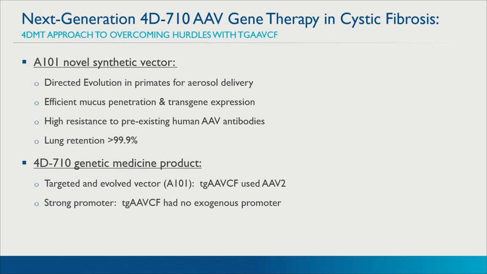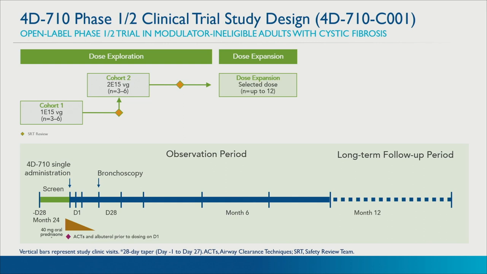So that takes us to the design of the phase 1 to first in human trial. So it's an open label phase 1-2 trial in modulator ineligible adults with CF. If you focus first on the top, it's a dose exploration cohort that was done with 1 × 10^15 vector genomes, with the plan to have a safety review and then move on to the higher dose at 2 × 10^15 vector genomes, and then figure out which dose worked the best, and then move on to another expanded cohort. So then focusing on the bottom, potential participants are screened for 28 days.